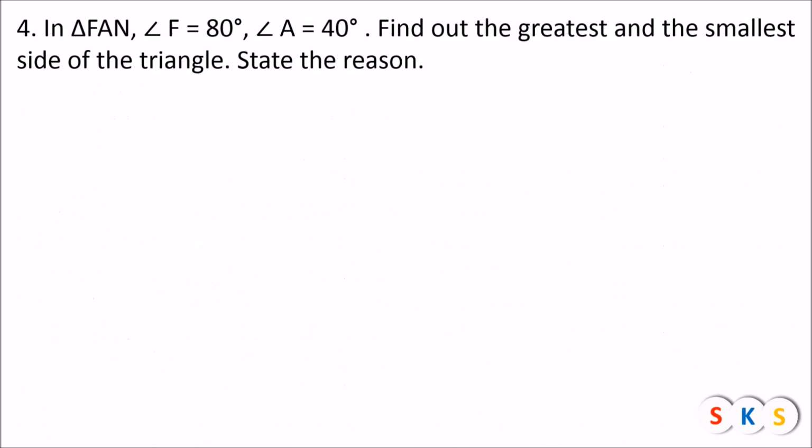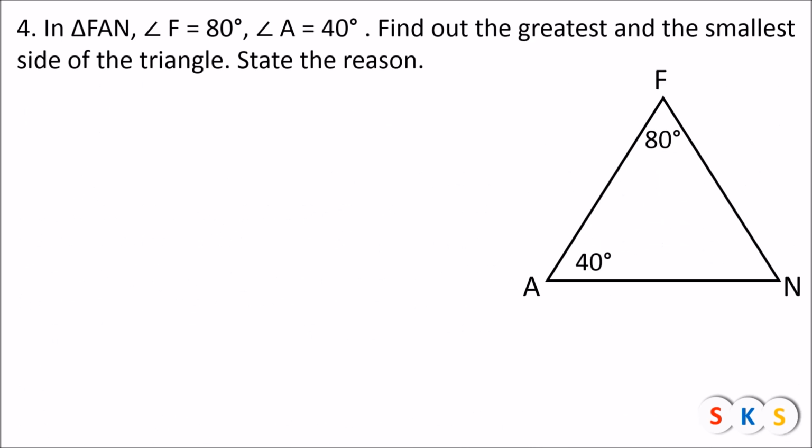Here we have the next question. In triangle FAN, angle F equals 80 degrees, angle A equals 40 degrees. Find out the greatest and the smallest side of the triangle and state the reason. Okay, let's see the solution of this question. Now here we are going to use one important property: side opposite to greater angle is greater, and side opposite to smaller angle is smaller.